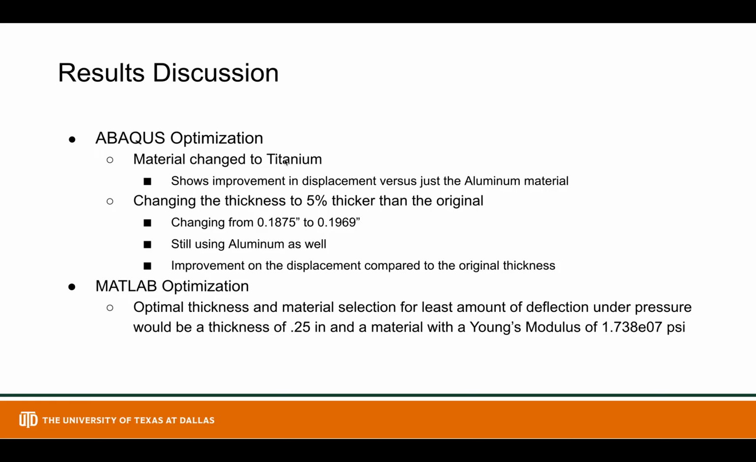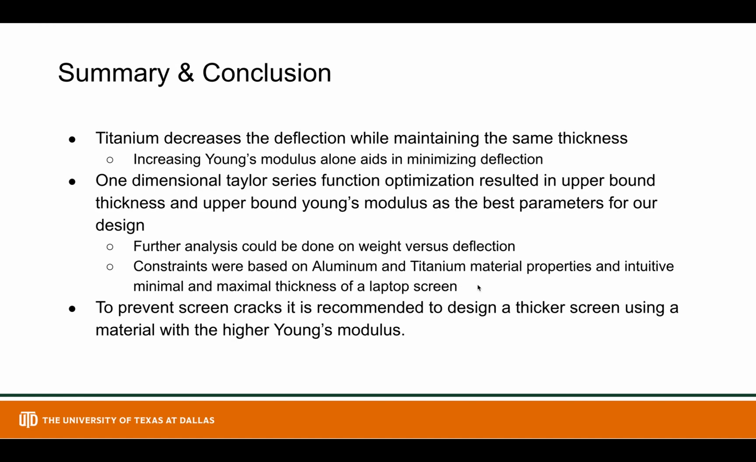In Abaqus, titanium overall was an improvement in comparison to aluminum in minimizing the deflection, and sticking with aluminum but simply increasing the thickness by 5% also proved to be an improvement in minimizing our deflection. With MATLAB, it resulted that the best results in order to minimize our deflection were at the upper bounds, so 0.25 and the upper Young's modulus as mentioned previously.